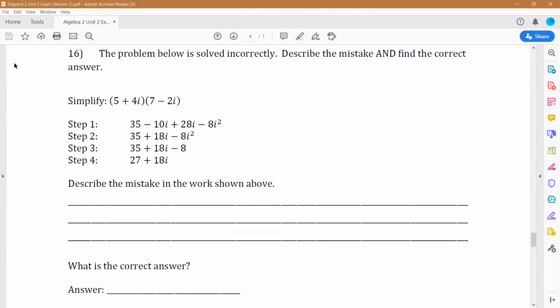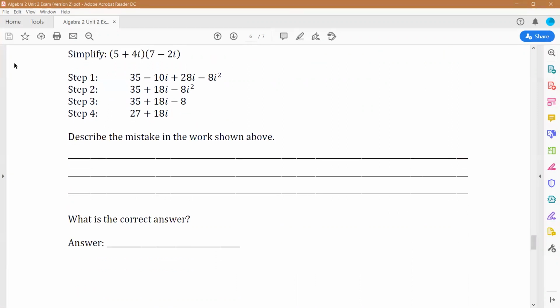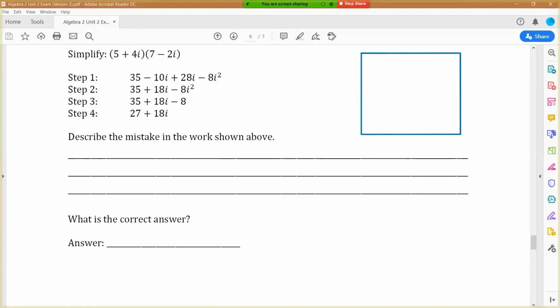All right, question 16 says the problem below is solved incorrectly. Describe the mistake and find the correct answer. My suggestion is on any of these problems that you take the original, don't look at what they did, solve it off to the side. You know you've got to find the correct answer anyway. Don't try to tell me there's no mistake because there is. I'm not going to tell you there's a mistake, find it, and then there not be one. Inevitably, somebody will answer that every term.